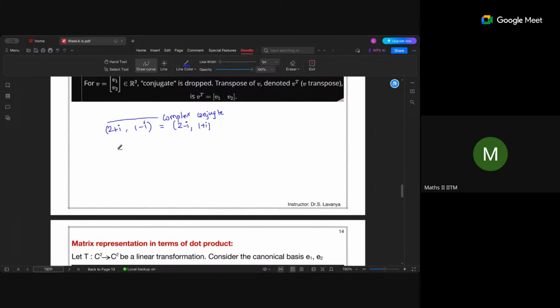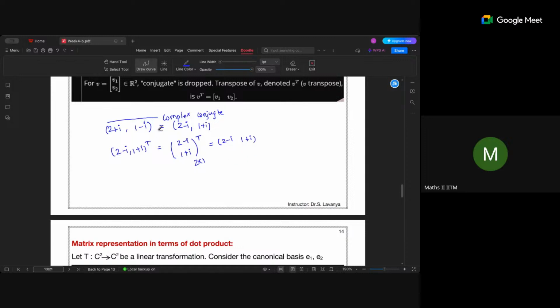Now I want to take the transpose of (2 minus I, 1 plus I). This is actually a column representation, right? What is the size of this matrix? It is 2 by 1. Now what is the transpose of this vector? 1 by 2. Yes, the same entries in a row.